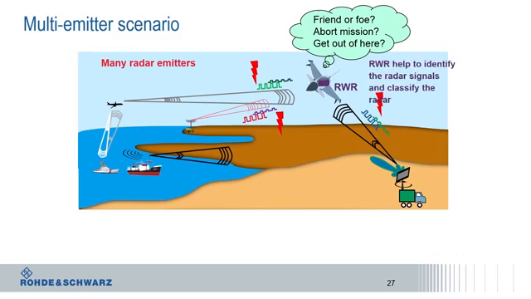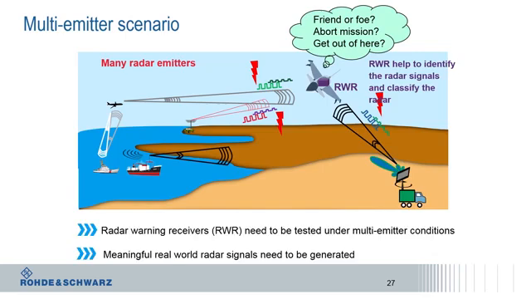Therefore, these aircraft use radar warning receivers, which help to identify the radar signals and classify the radar. The radar warning receivers need to be tested thoroughly in order to make sure that they also work in all circumstances. And therefore, meaningful radar signals are needed in order to test the radar receivers thoroughly.